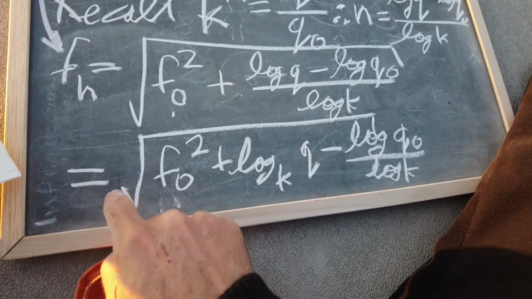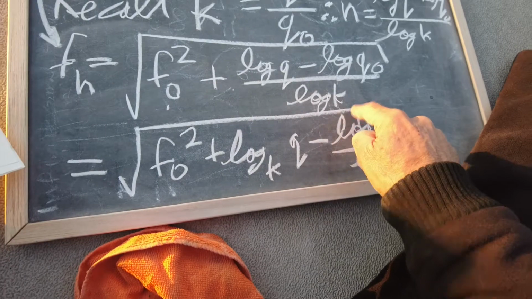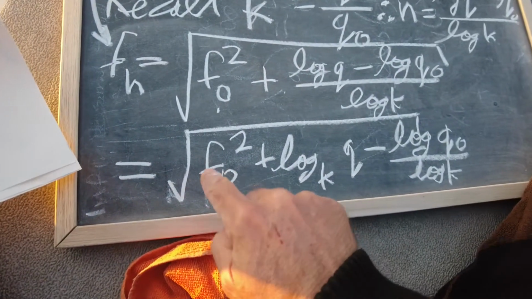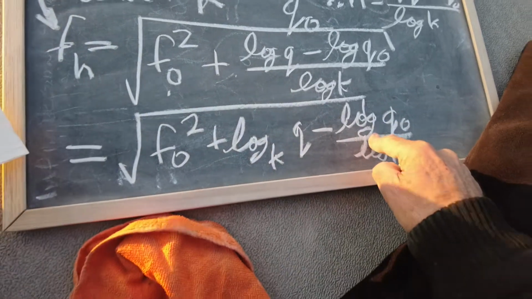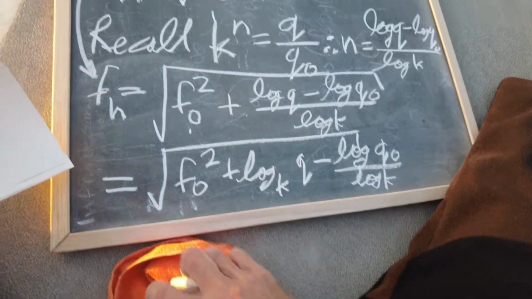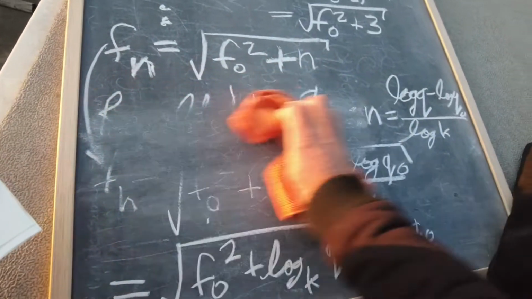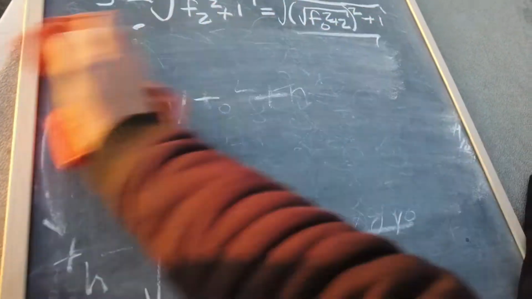So what we really have is the square root of f0 squared, minus this constant, and then the log base k of q. So let me go backwards, back up the chalkboard here.